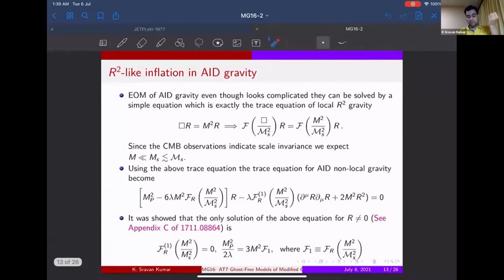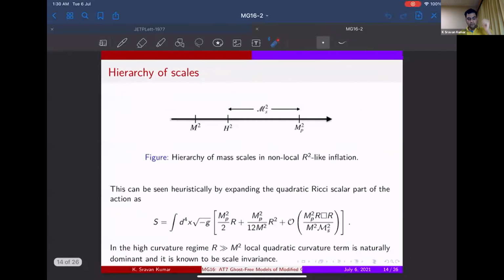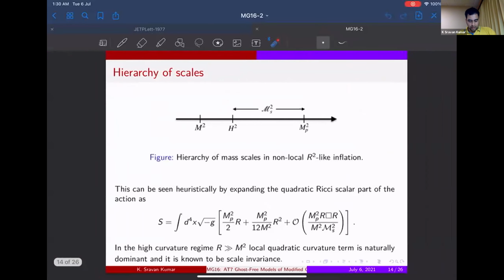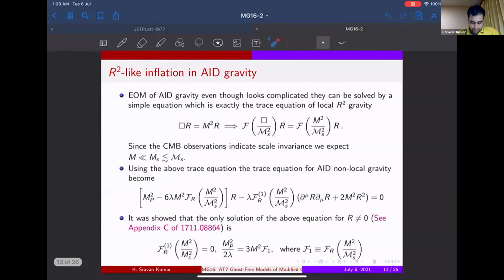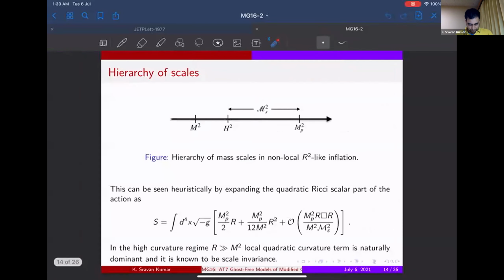But it is a background solution, and perturbations will change, thanks to the fact that we have infinite derivatives in the Lagrangian. Because of the non-locality, there is a new parameter we introduce, because when we put this f of box, we have to divide box by some scale, which we call the non-locality scale. And intuitively, we can put bounds on this non-locality scale. Later I will speak about observational aspects.